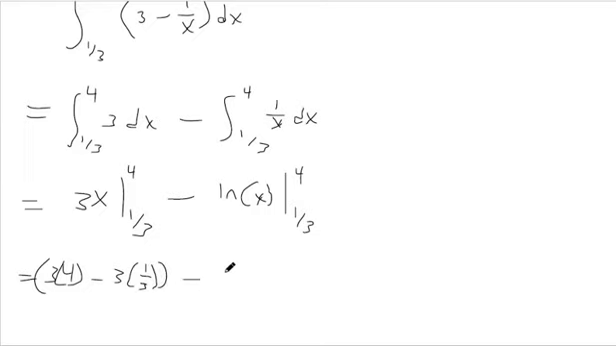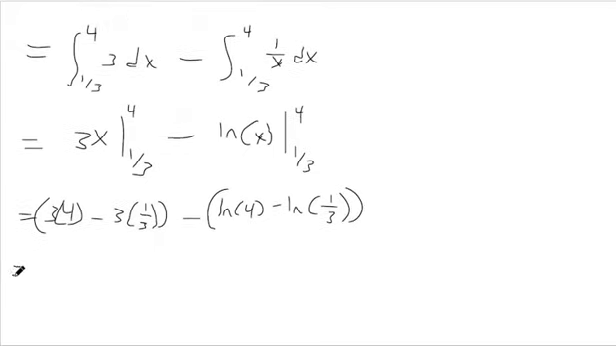Then over here, this notation says plug in 4 and put the whole thing in parentheses because you've got to subtract whatever this result is. So this entire evaluation needs to be in parentheses. So natural log 4 minus natural log 1/3. So 3 times 4 is 12. 12 minus 1 is 11.